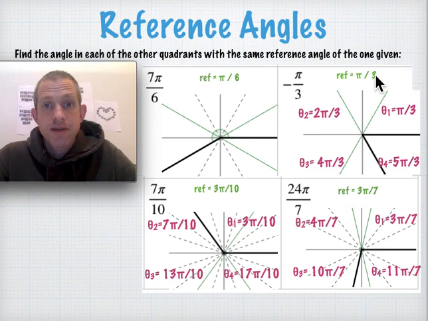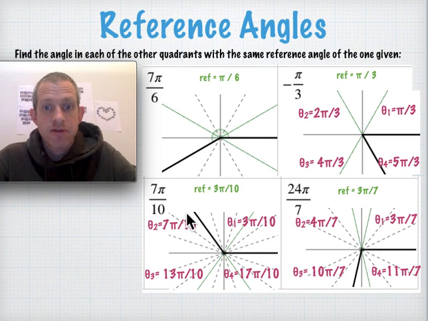Hopefully you were able to find that the reference angle for this is pi thirds, and that gives us an angle in quadrant 1 of pi thirds, and this would be 2, then 3, 4 pi thirds down here, and 5 pi thirds. For the 7 pi tenths problem, the reference angle was 3 tenths, and that gives us 3 tenths in quadrant 1. 7 here, 8, 9, 10, 11, 12, 13 pi tenths down here, 14, 15, 16, 17 pi tenths in quadrant 4.